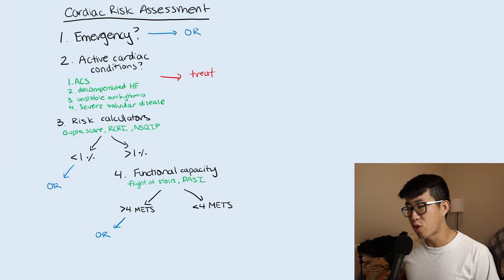So again, if they have greater than 4 METs, then they can go to the OR. And then if they have less than 4 METs, then we're going to have to decide whether they're going to have to do further cardiac stress testing. So step 5 at this point is going to be stress testing.